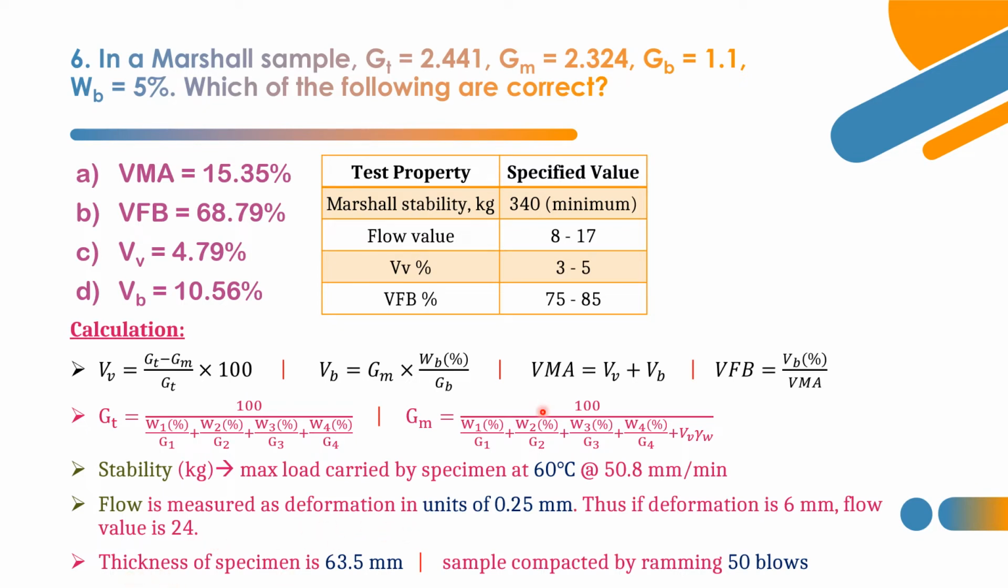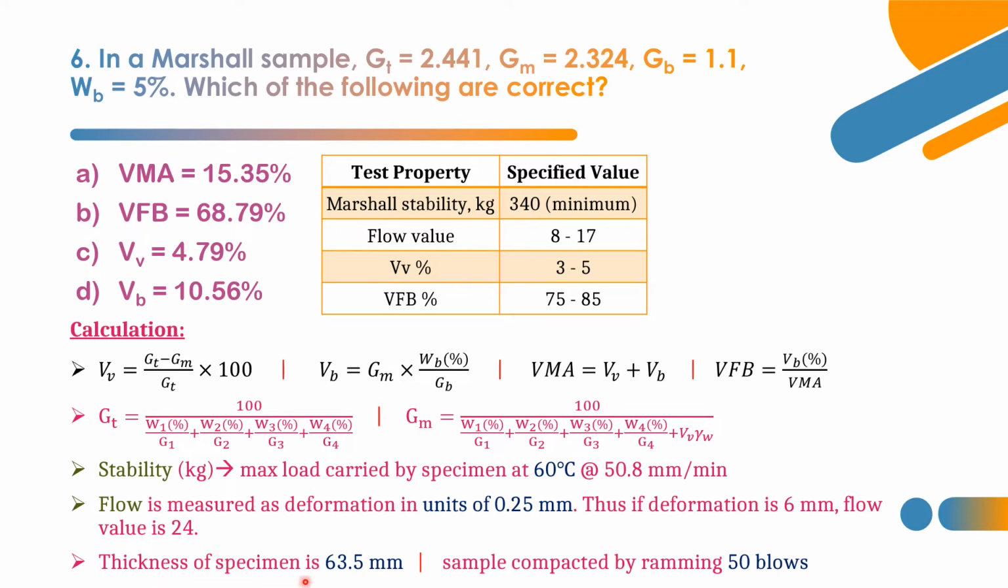And next, before moving to this point, we shall finish this table. VV percentage, that is the volume of voids, shall be 3 to 5 percentage, and voids filled with bitumen shall be 75 to 85 percentage. This is the specified basic value regarding a good Marshall bitumen.